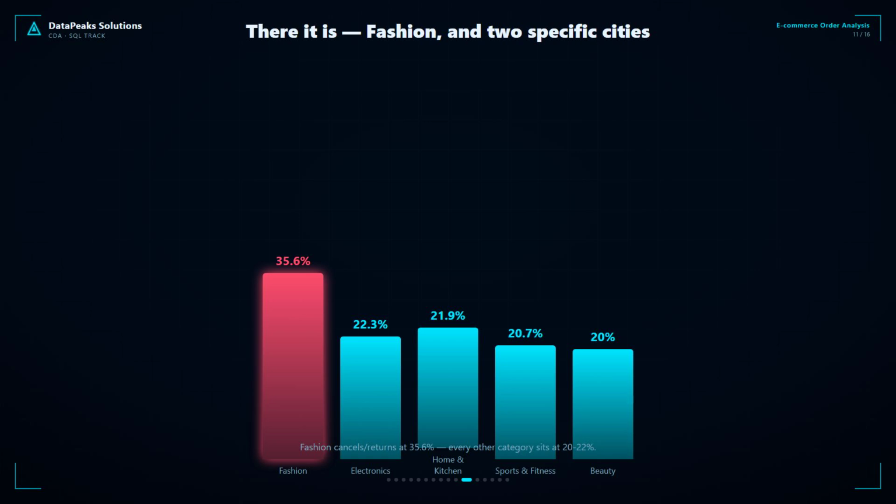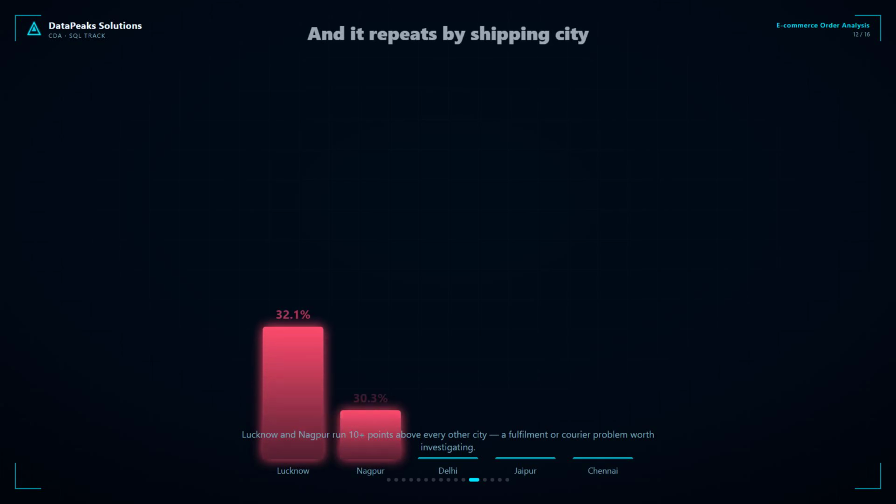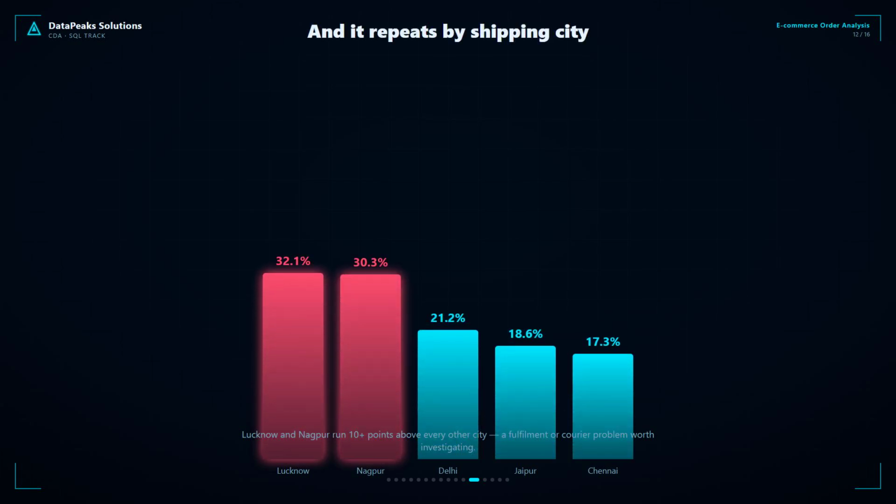This is the real power of SQL analytics, not just creating reports, but uncovering hidden problems that directly impact revenue and customer satisfaction. The problem wasn't just the product category, it was where the orders were going. After identifying the category with the highest cancellations, we drilled down by shipping city. The pattern was impossible to ignore.